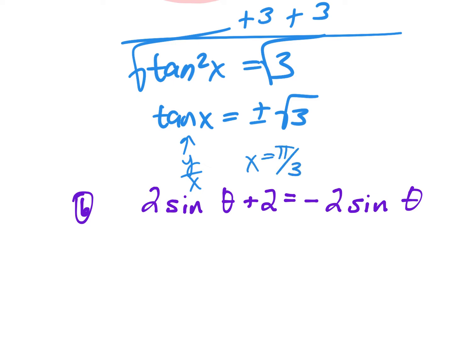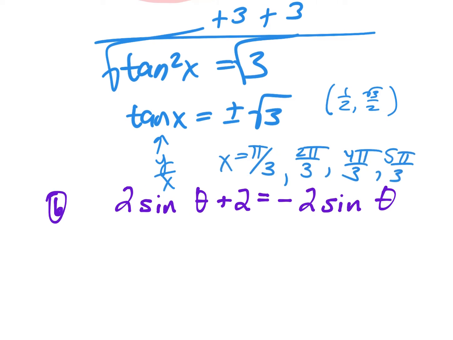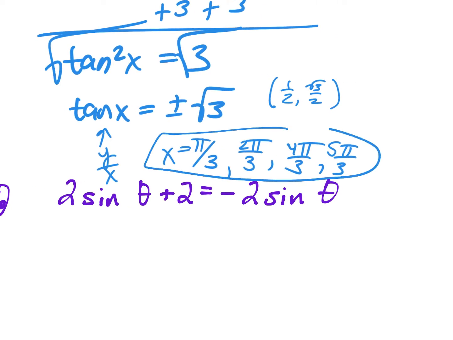What is the ordered pair at pi over 3? 1/2 and square root 3 over 2. So I want all the values on the unit circle that give me either positive root 3 or negative root 3 for my tangent. So there should be 4 of them. It's all of the ordered pairs of the unit circle that have 1/2 as the x value and root 3 over 2 as the y, just a different combination of signs. So it's pi over 3. What else? 2 pi over 3. What else? 4 pi over 3. Good. 4 pi over 3 and 5 pi over 3. All 4 of those answers are what I'm looking for.